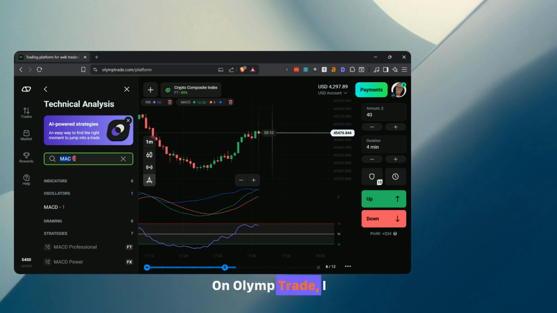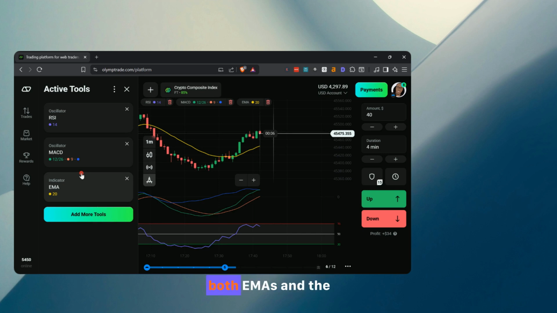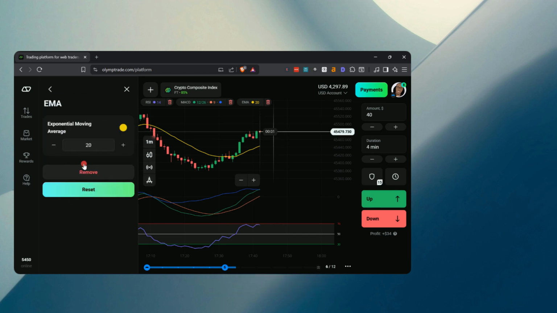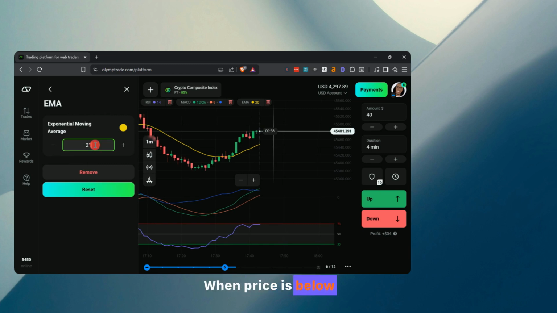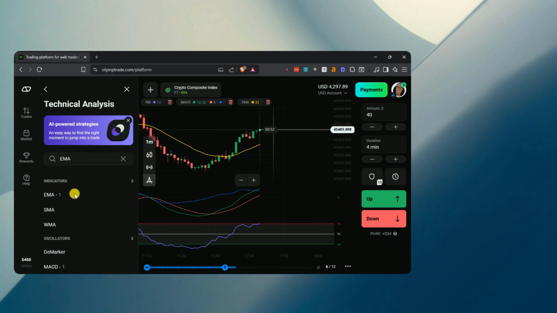On Olymp Trade, I use 2 EMAs, 21 period and 50 period. Here's the simple rule. When price is above both EMAs and the 21 EMA is above the 50 EMA, we're in an uptrend. When price is below both EMAs and the 21 EMA is below the 50 EMA, we're in a downtrend.